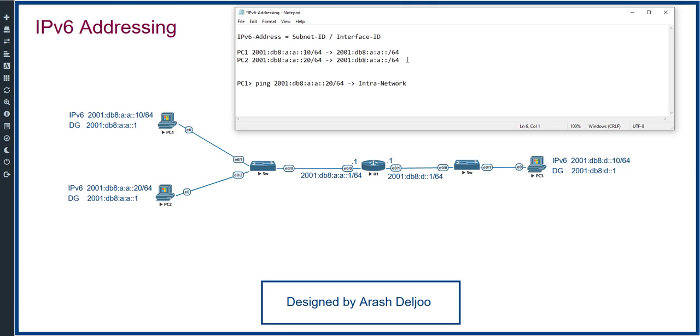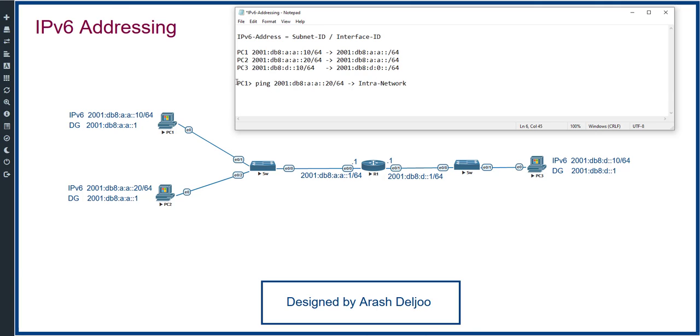And here, as you can see, PC3's IP address is 2001:DB8:D::10/64. Because of that, we can understand that the subnet ID of this IP address is 2001:DB8:D:0::/64. This is the subnet ID of PC3.